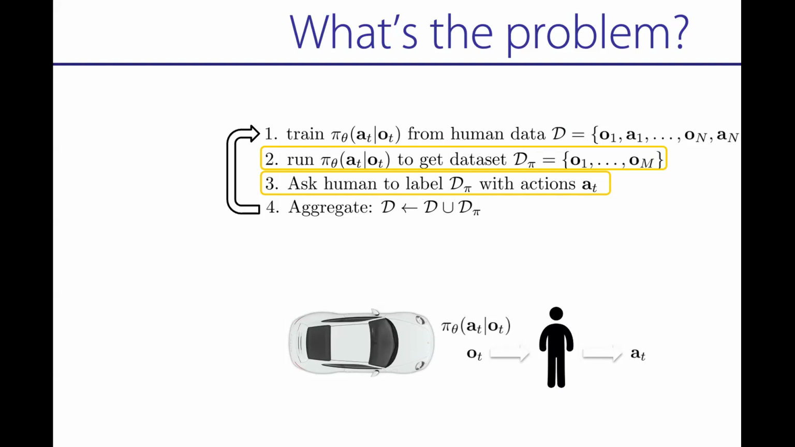The way that people have gotten around this is a blended control type thing, where the human and the robot are acting at the same time, and you mix their policies, but it's not great, right? So we're going to try to deal with the issue of line 2, which is running things in the world, and the issue of line 3, which is asking the human to go back and label things with the optimal action.